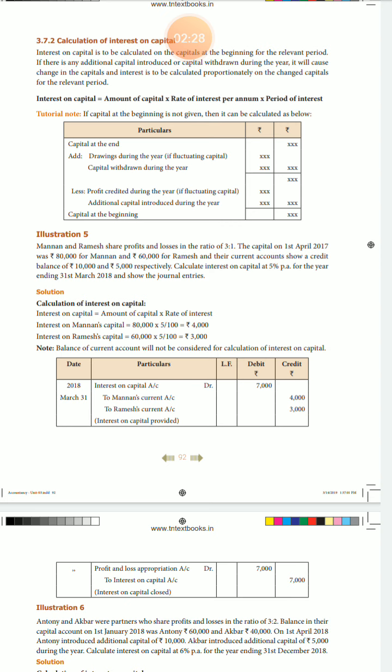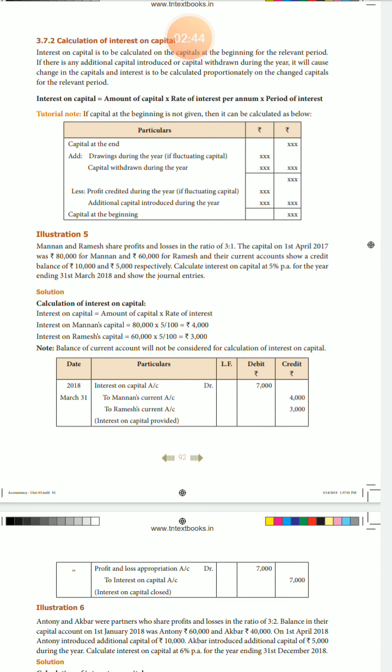Here, 5 is the rate of interest. 60,000 is the capital, and the rate of interest is 5% only. The rate of interest is 5%.